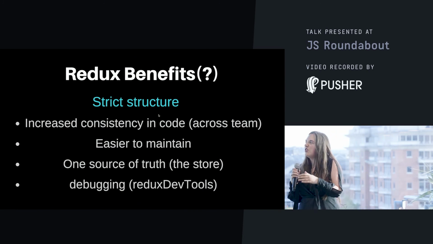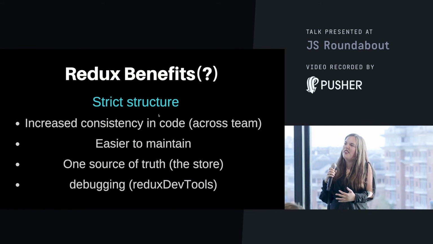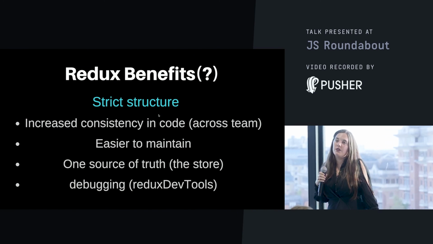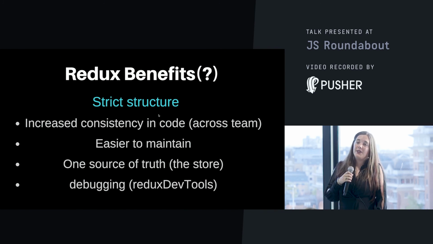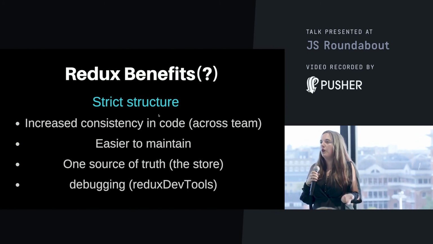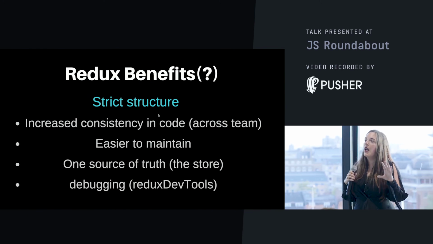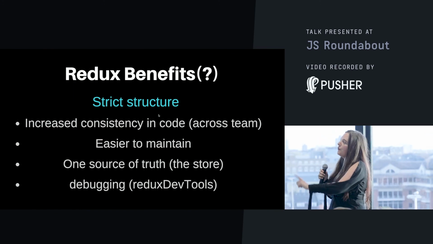So what are the sort of benefits of Redux? I've put a question mark because a lot of people aren't that big a fan of the strict structure of it. I find that there's increased consistency in code. It forces you to write in a certain way and to lay out your code in a certain way. That also can lead to it being easier to maintain. And crucially, it's one source of truth, the store. I mentioned at the very beginning how there are so many things now going on in your single page app, it's really hard to keep track of everything. Whereas now, you just have that one source of truth.